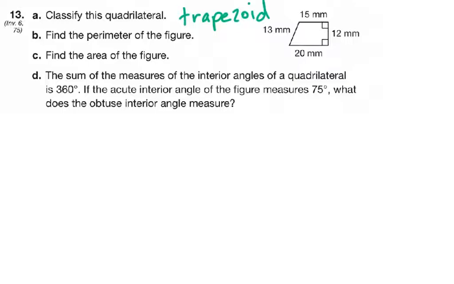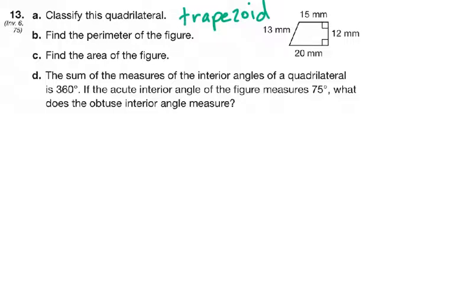Excellent. Then it says find the perimeter of the figure. So perimeter is adding up all the sides. That's how we find it. But what is perimeter, the definition? Good, it's the distance around the shape. So I want you to add up all the sides and find the perimeter. Find the area of the figure.